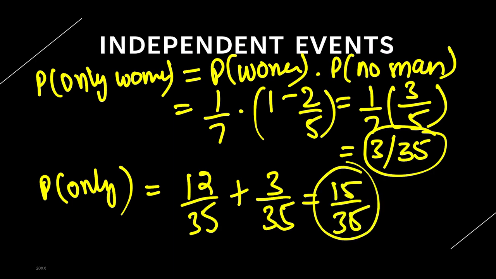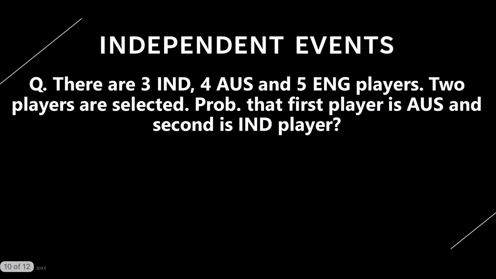We have already learned the addition theorem in the permutation and combination part. You can go there and check this. So this is the final answer. 15 by 35 is the answer where only one of them is getting selected. Not both, only one of them getting selected, right? So moving on. This is the last question on this one.